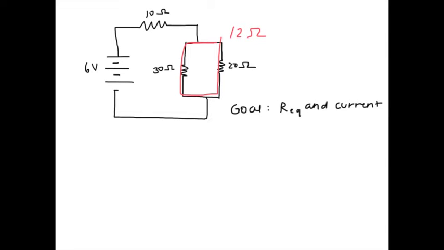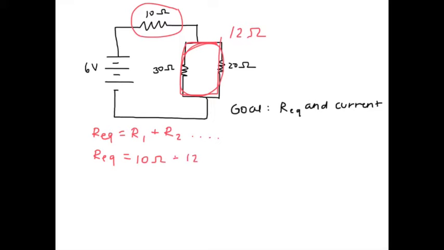In series, we know that the equivalent resistance is the sum of the resistance of each component. So we can effectively treat this parallel part as one resistor, or one component, and then we have a new 10 ohm resistor up top. So the equivalent resistance will equal 10 ohms plus 12 ohms, or 22 ohms.